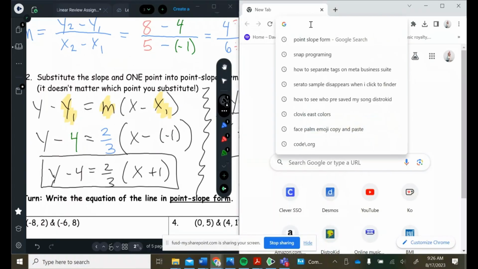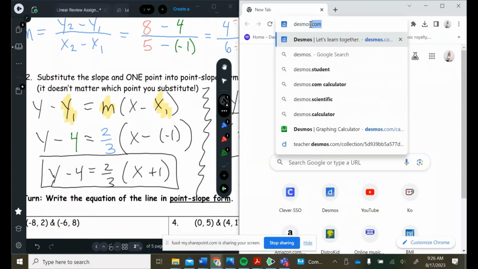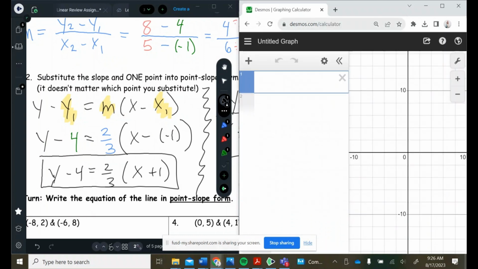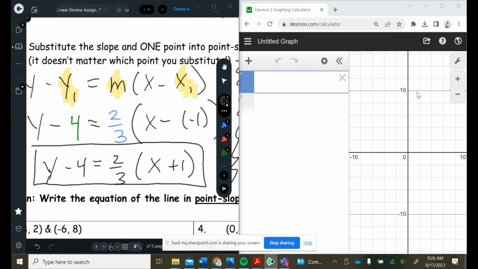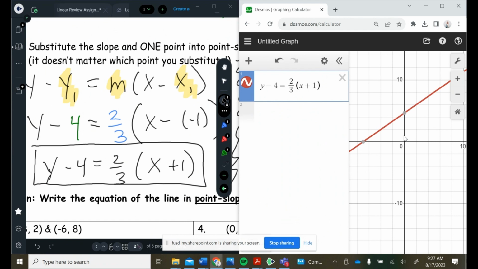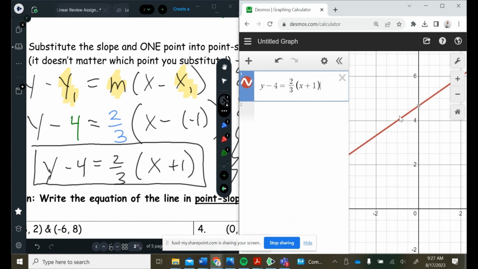So I'm going to go to desmos.com. Click the blue button here, graphing calculator. All right, what I'm going to do now, let me type in this first equation. y minus 4 equals 2 over 3 times the quantity x plus 1. And hey, look, there it is. There's a line. We can see the graph, and this line does have a slope of 2 over 3. You could calculate the rise over run and get that.